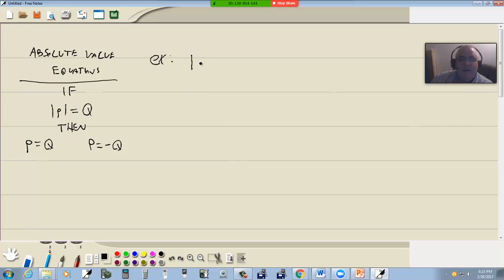An example, if you have 3 times the absolute value of x minus 1, minus 4 is equal to 2. Well, first off, we have to get the absolute value by itself. So you always do the opposite operation. So here I'd add 4 to both sides, because this is a minus 4, so we add 4. And then negative 4 plus 4 cancel each other out. That's the opposite operation. 2 plus 4 is 6.